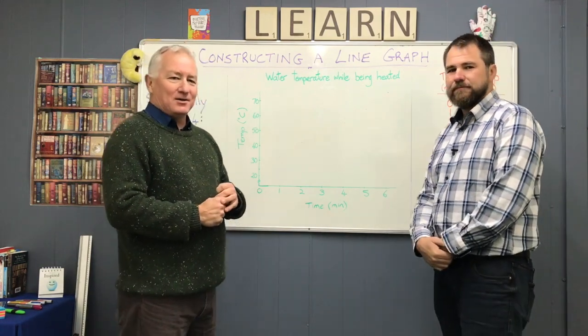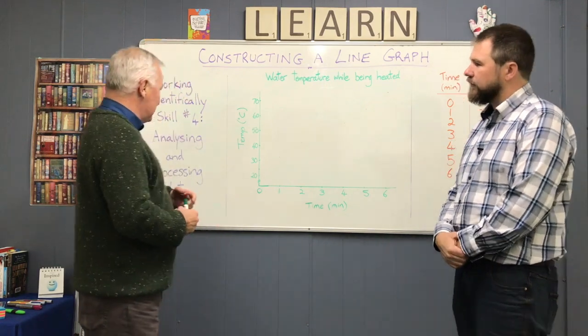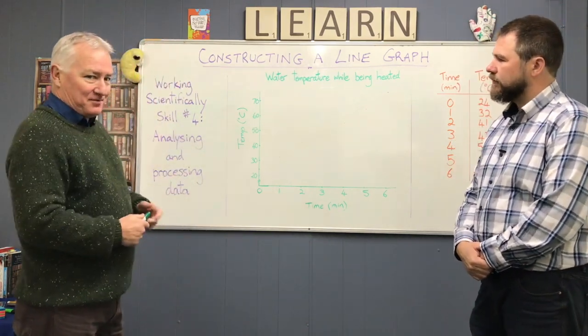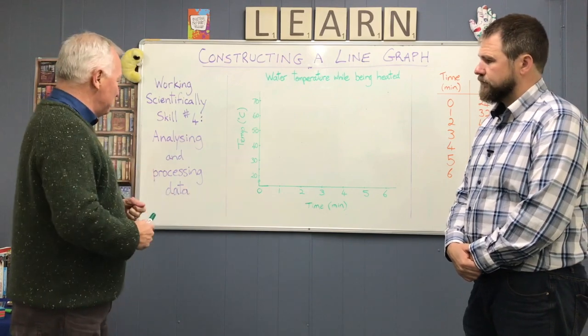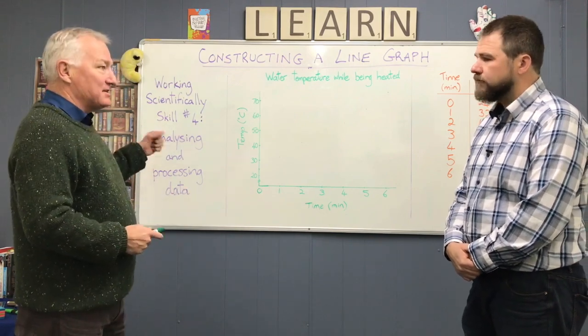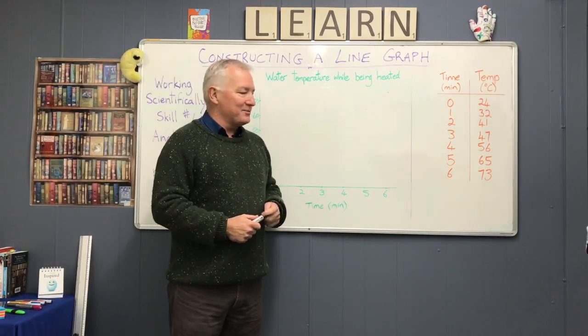And this morning we're looking at how to construct a line graph. John, in science and maths we do this sort of thing pretty regularly from year 5 all the way up to year 12. It's about analysing and processing data. Yeah. And one place we get data from is when we do scientific experiments.